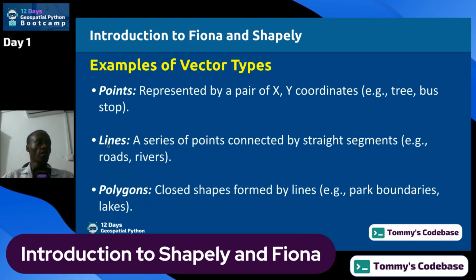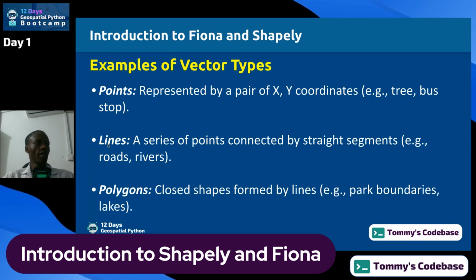There is a point, which is a single pair of XY coordinates. And then there are lines, which build on points. A line is just a series of points connected by straight segments. Even if it's a curve, no matter how smooth, if you zoom in well, you see that it's just many dots connected by small segments. So a line is a series of points connected by straight line segments.